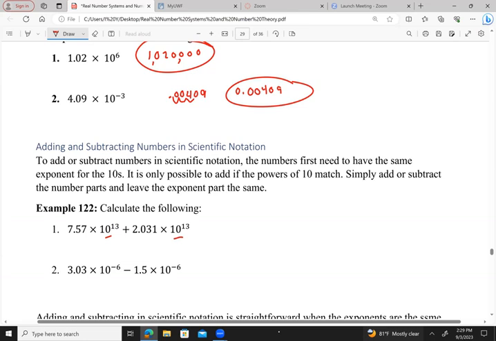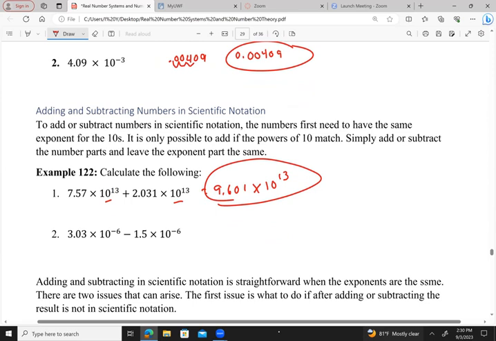7.57 plus 2.031, and we get 9.031. That's not right. Something went wrong in my calculator. Let's try that again. 7.57 plus 2.031 equals 9.601 times 10 to the 13th.